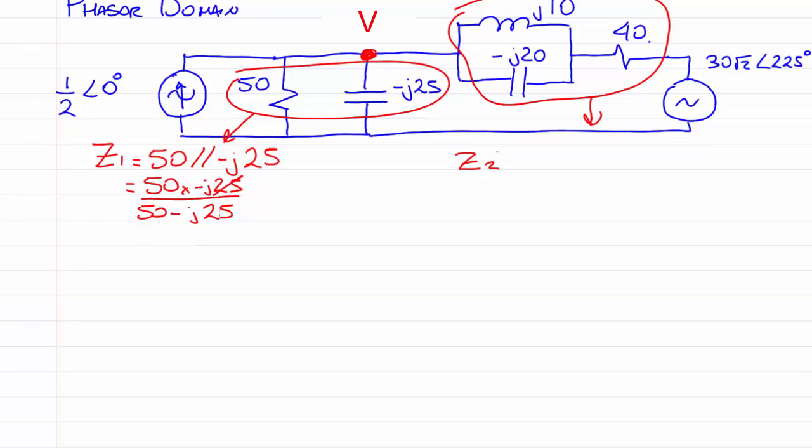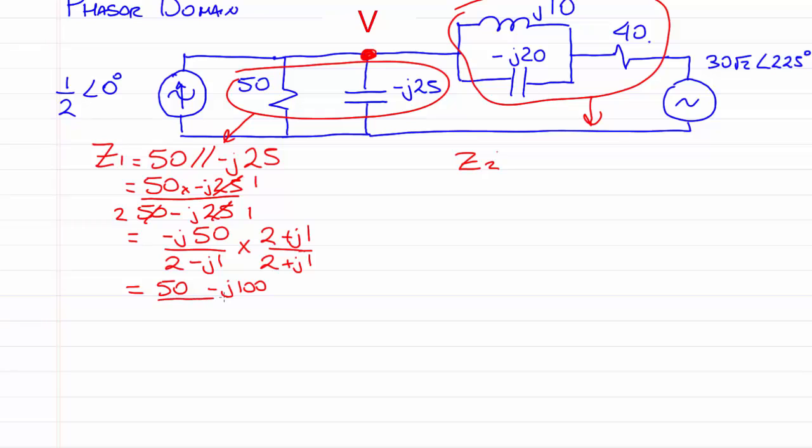I can now cancel a 25 out of each term, leaving me with a 1 there and a 2 there. That works out to minus j50 over 2 minus j1. To clear the complex number from the denominator, I multiply by the complex conjugate, 2 plus j1 divided by 2 plus j1. When I do that multiplication, I'll have minus j50 times 2, which gives me minus j100. And minus j times j gives me plus 1 times 50, which gives 50 for the real component.